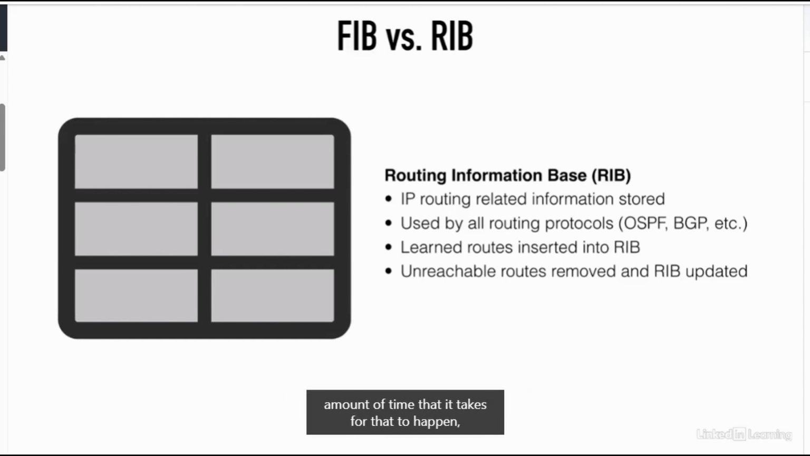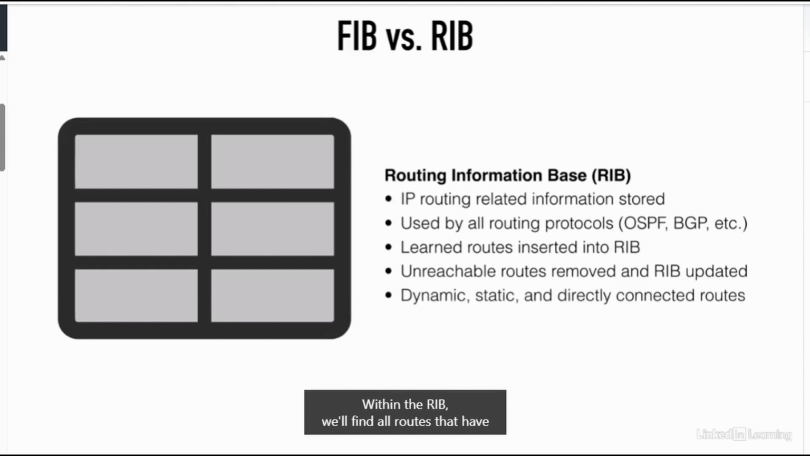And the amount of time that it takes for that to happen is dependent upon the routing protocol that's in use and the particular timers that are related to the protocol from which the route was learned. Within the RIB, we'll find all routes that have been learned dynamically through protocols such as OSPF, and we'll also see directly attached networks and any manually configured static routes as well. An important distinction is that the RIB is not used for traffic forwarding, and it is not advertised to the rest of the networks that are attached to the router.